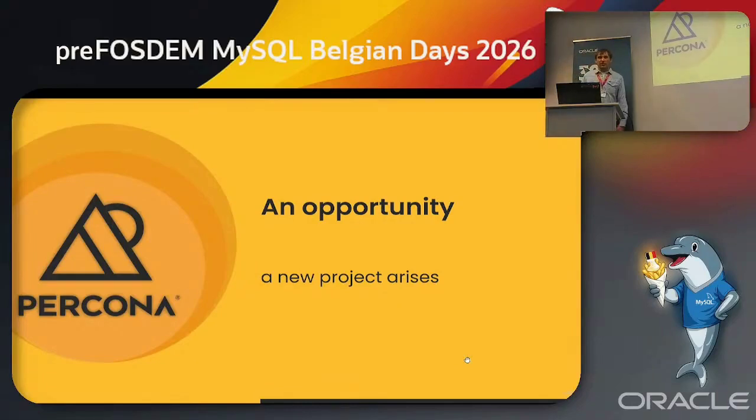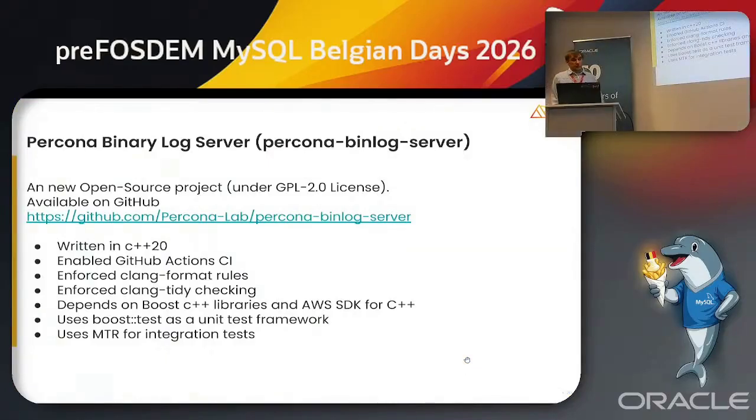What does it mean for Percona? We saw an opportunity. There are at least two scenarios, primitively described by me at this point, for which we think we can do better. And we saw an opportunity for creating a new project dedicated exactly to solving those problems. So it's now a real thing. It's an open source product called Percona Binary Log Server.